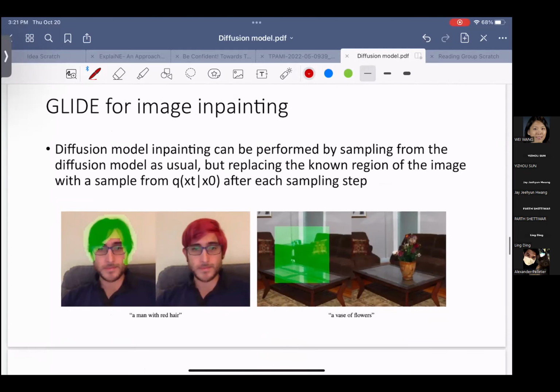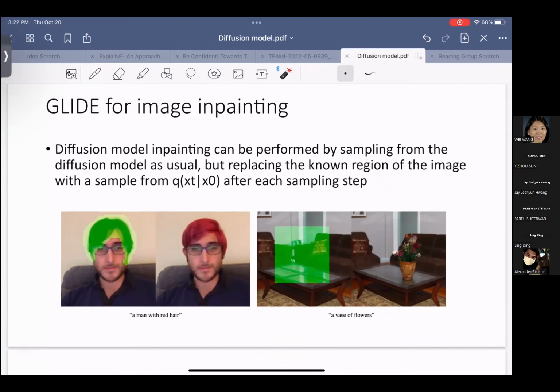Also, how can this kind of model do image inpainting? It happens during the reverse sampling process. So you will get an image, and whenever you generate, say you go from xt to xt-1 to xt-2, whenever you sample one more step, you replace the noise with what you already know. What do I mean by that?